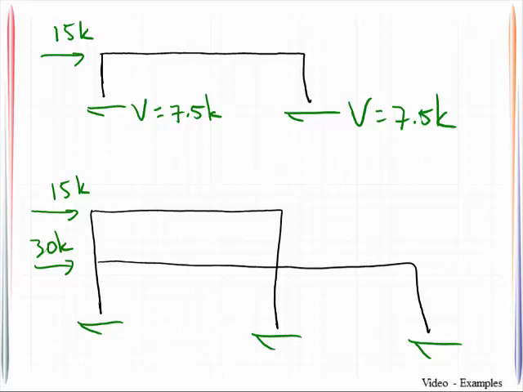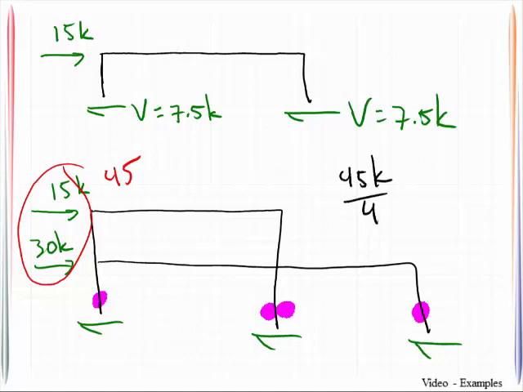The way I think about this is I look at the exterior columns and give them a credit of 1, whereas the interior column gets a credit of 2. So let's follow through on this. 1, 2, 3, 4. So essentially I want to take my total shear, which would be this, at 45, and I want to divide it by 4. And that will give me 11.25 kips.